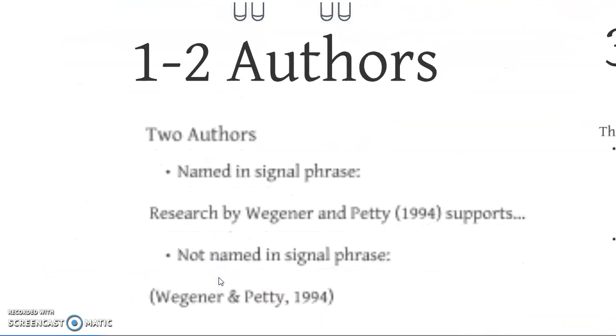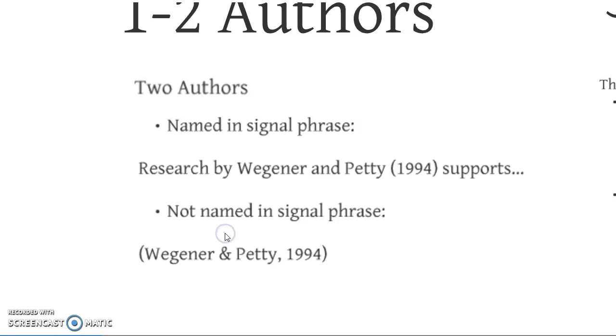When you have 1 to 2 authors, it's pretty straightforward. If it's named in your signal phrase, you will say research by Wegner and Petty, 1994, or if you do it in the parenthetical, you will articulate Wegner ampersand Petty, 1994. What you'll notice about these citations is we do not have the full name of the article. APA is what's considered to be a name-date citation style, so the only thing that is necessary is the author or authors and the date.